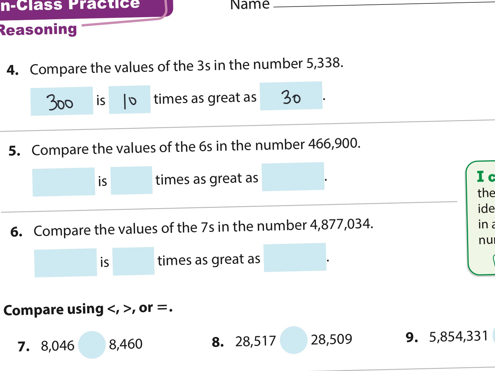Okay. The next one says compare the values of the 6s in the number 466,900. So I have, again, times as great. So I'm going to start with the bigger number. Fallon, what would I write first? 60,000. Very good. Is how many times as great? Jason, 10 times as great as 6,000.